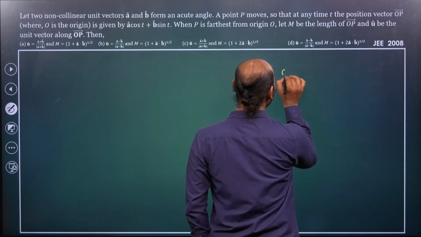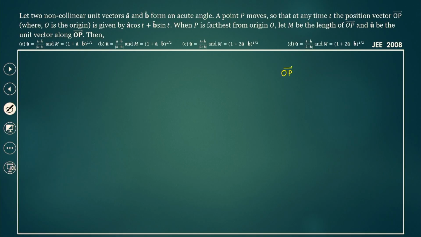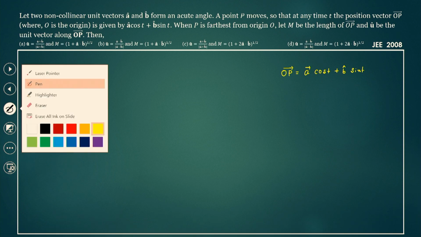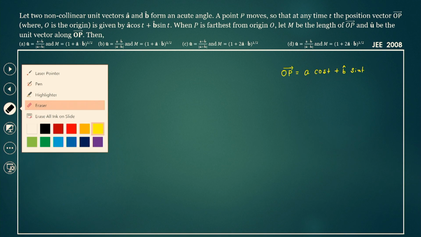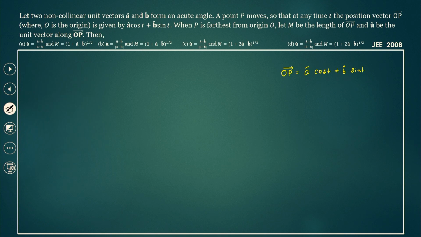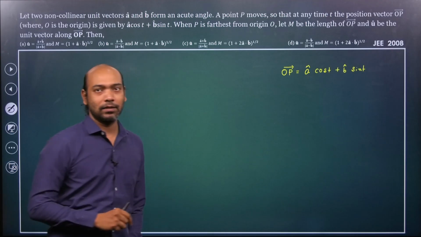So the vector OP is equal to A cap cos t plus B cap sin t. I changed A and B to cap because generally in this problem it is mentioned as cap, but otherwise it's not required. If we want to understand that, that's okay. Cap means that it is a unit vector.